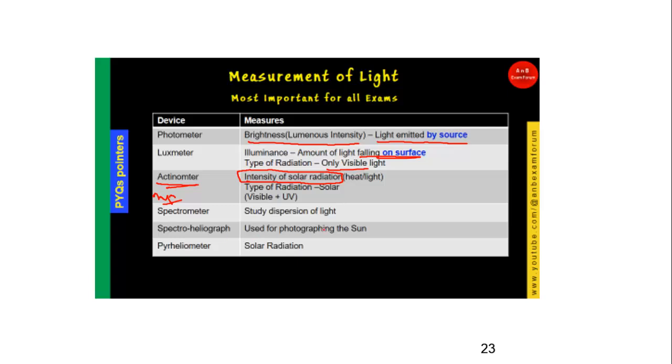Spectroheliograph is used for photographing the sun. Again, this is a very good question. Spectroheliograph is used for photographing the sun. Suppose I want to photograph the sun, so for that spectroheliograph will be the best device. And solar radiation, how much radiation the sun is producing, it is pyroheliometer. Whenever the word helio comes, it is something related to solar or the sun.